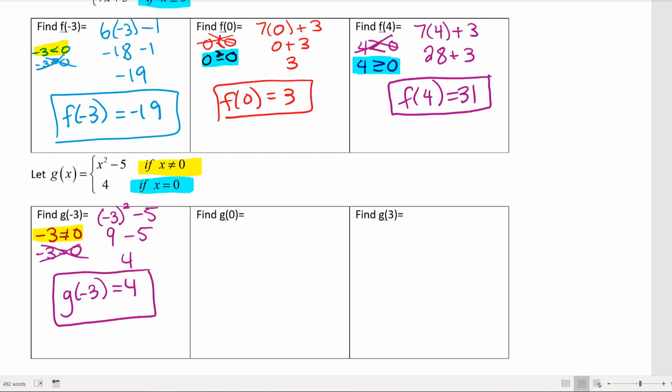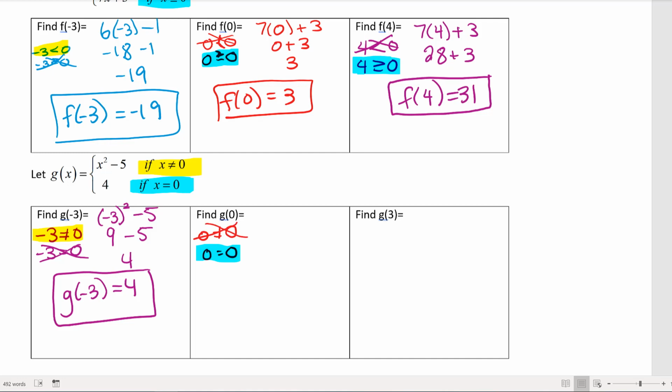All right, our next example, 0. Is 0 not equal to 0, or is 0 equal to 0? Well, 0 is equal to 0. That's the blue one. So the other one doesn't make any sense, so you don't plug it into that one.